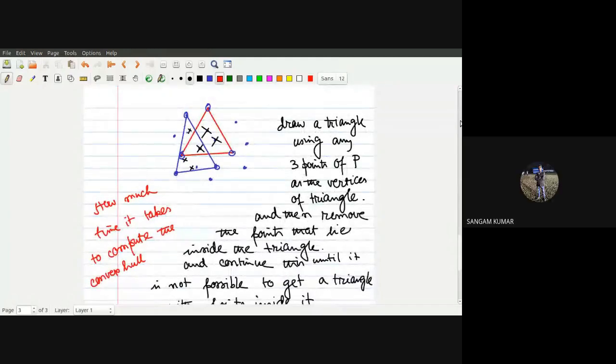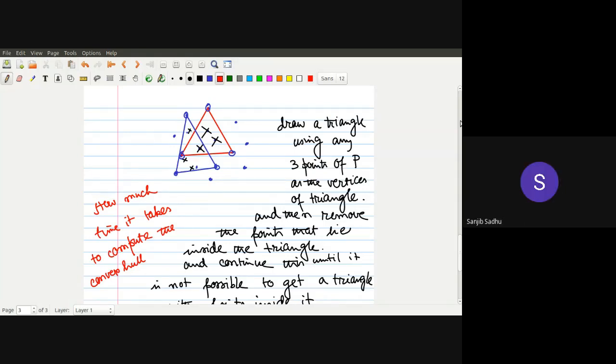Sir, n by 3, I guess. No. First you tell me how much time it takes to detect whether a point lies inside a triangle or not. I have given you a triangle and also a point. The point may lie inside the triangle or outside the triangle. How much time will it take? Means how can you compute? Constant time, sir.